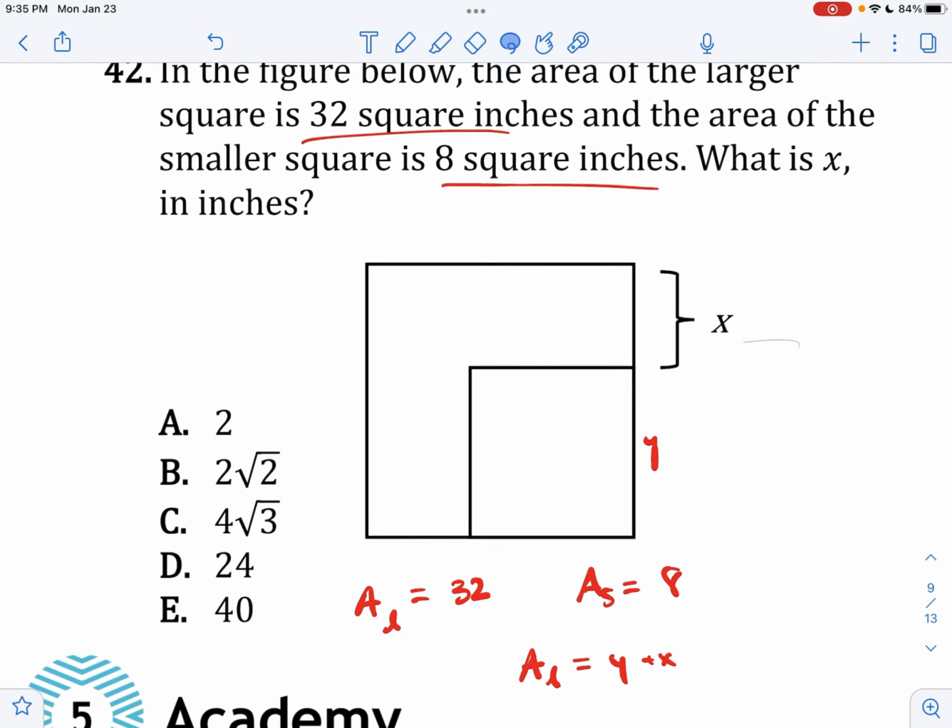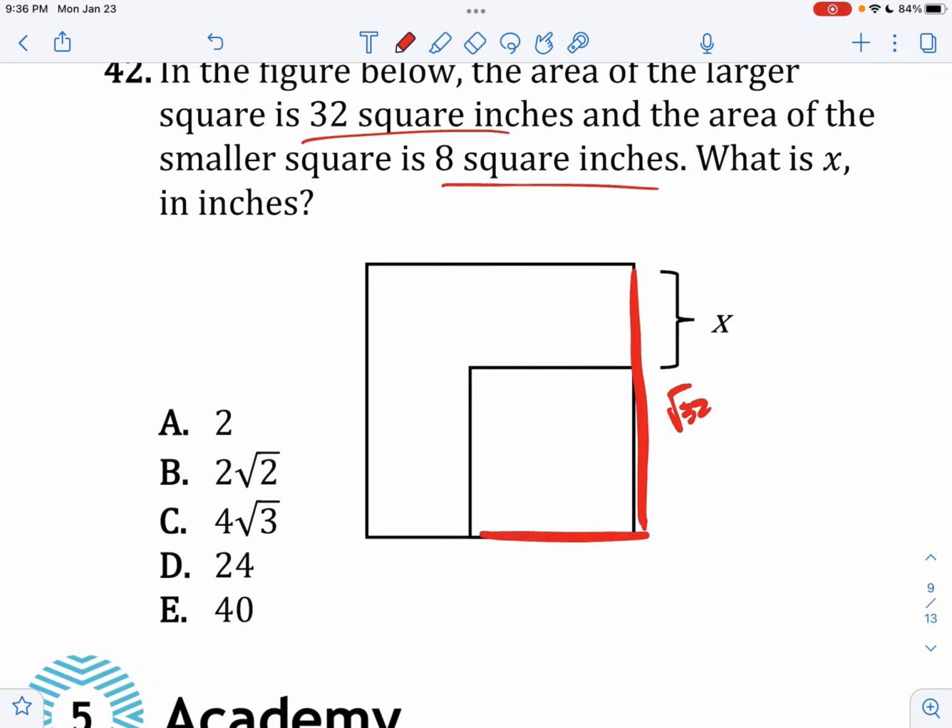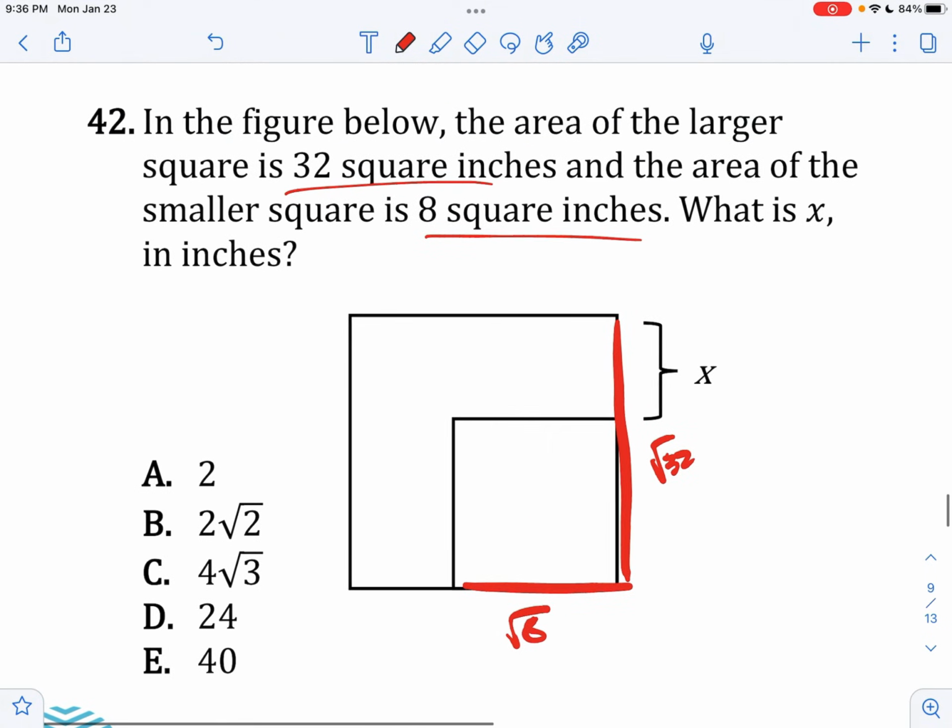Hold on. Oh wait, I can figure this out pretty easily. So we know that this length is going to be square root of 32. This length is going to be square root of 8, right? So you can just subtract, which is pretty straightforward. So 32 to the 0.5 minus 8 to the 0.5, you get 2.82. 2.82 is the same thing as 2 square root of 2, 2 to the 0.5 times 2. There you go.